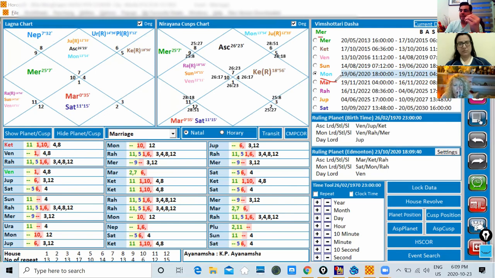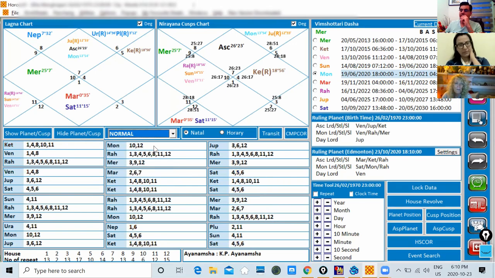The same 3 planets: will I get divorced? Yes, in this time she will get divorced, if she's married, for example. Will I get career and finance? We already read that. Will I get marriage? We already read that. Is it making sense? Understanding?